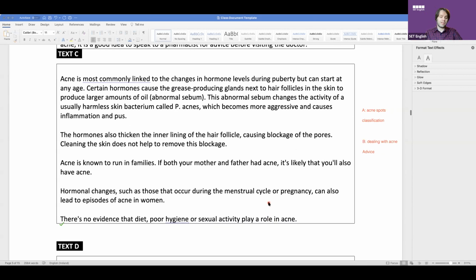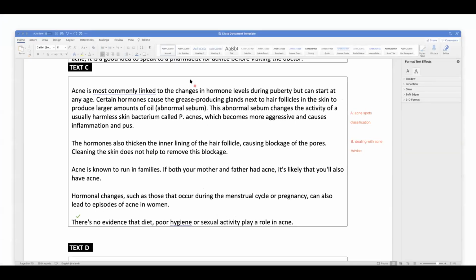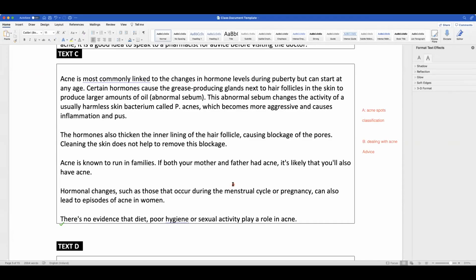Okay. This one, 30 seconds starting now. Go. 30 seconds. Just be ready. If I say your name, you need to tell me what is going on. All right. 20 seconds left. What's the main idea here? Focus on that, but also start to think, why did someone write this? Is it classification, advice, something like that? 5, 4, 3, 2, 1.